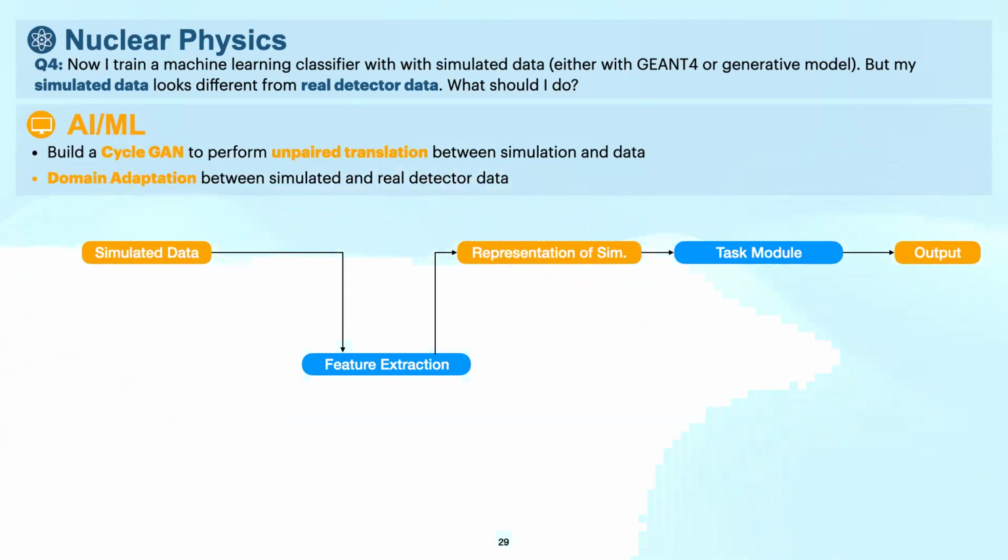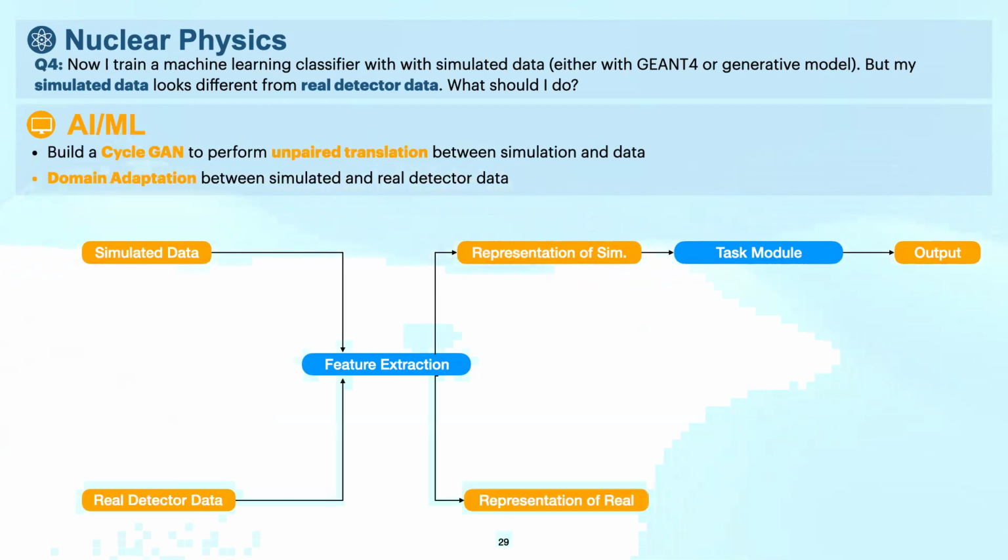But now we have some other data. We have our real detector data, which come from the target domain. So that's produced by our detector, and it can look a little bit different from our simulated data. So that's something we assumed within our machine learning model. So for this one, we can feed it into the same feature extraction network to produce a representation of the real data, but we cannot go any further, right? Because we do not have label for this data from the real detector.